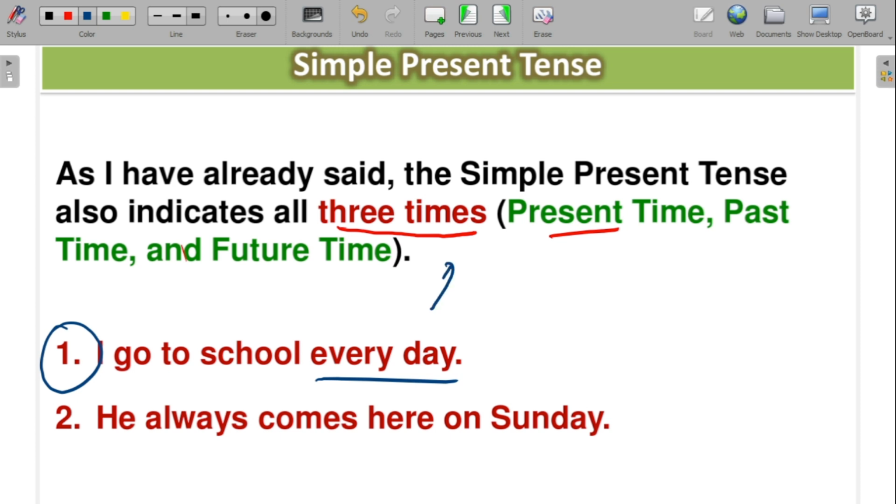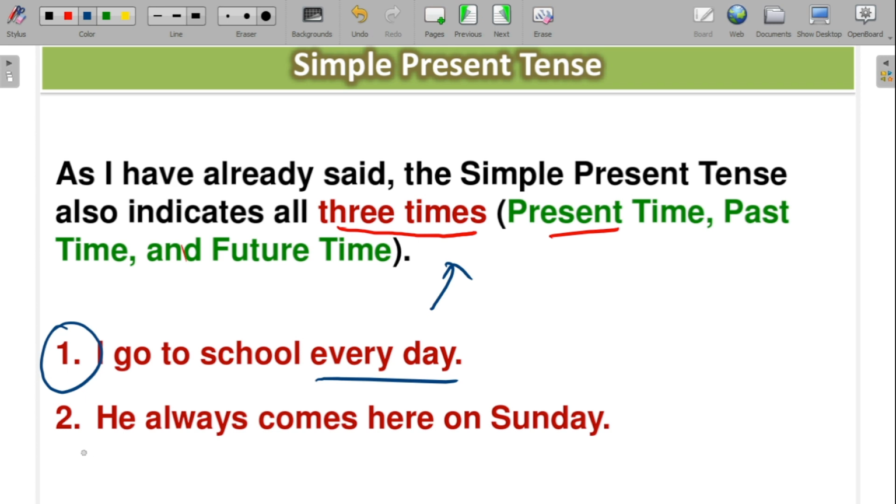I go to school every day. That means yesterday I went to school, today also I go to school, and tomorrow in future also I will be going to school. That means this is indicating all three times.